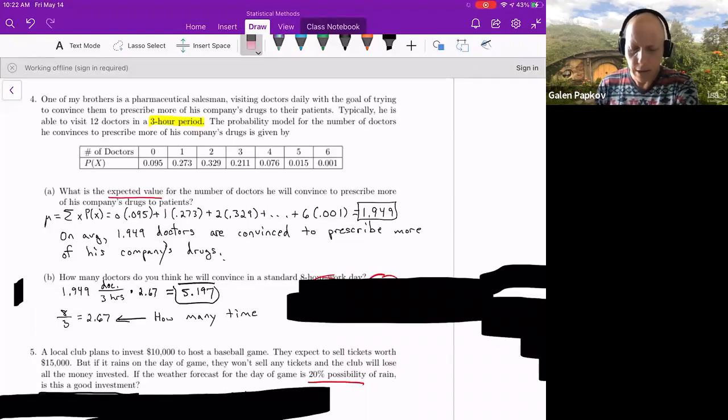Here we go. So 1.949, and 3 goes into 8, or a 3-hour period into an 8-hour period, 2.67 times. That's where this value came from. And so when you multiply those two together, you get 5.197.